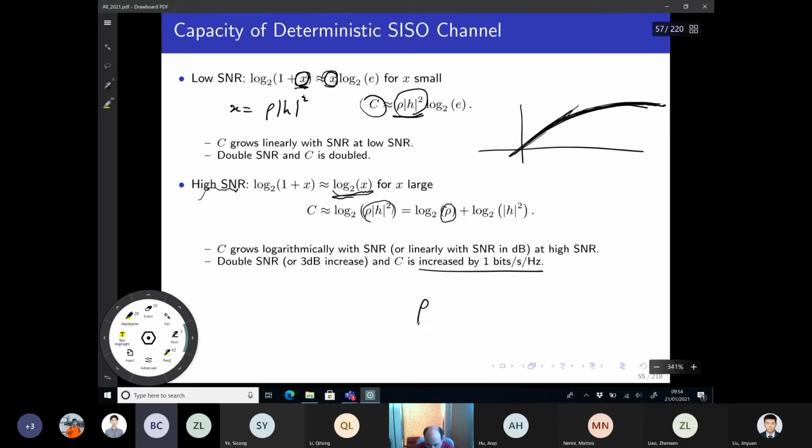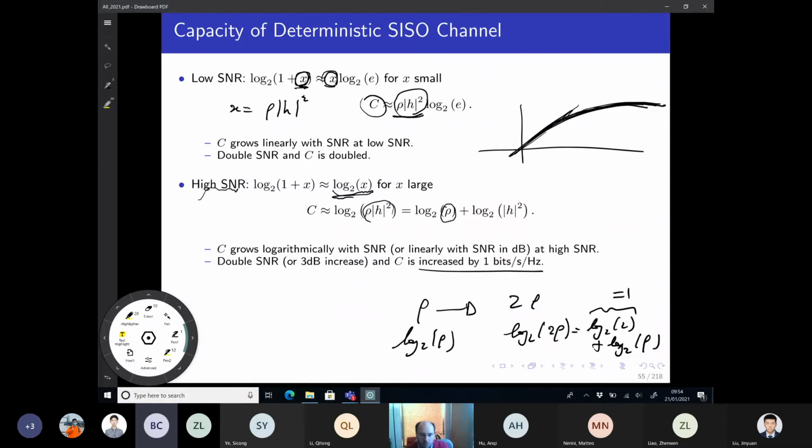Imagine that instead of having rho, you now go to 2 rho. Here you had log 2 rho, and now you end up with log 2 of 2 rho, which is log 2 of 2 plus log 2 of rho. So this is equal to 1. If you increase your SNR by 3 dB, whether you increase rho by 2 or the channel gain is increased by a factor of 2, that doesn't matter. You gain 1 bit per second per hertz.